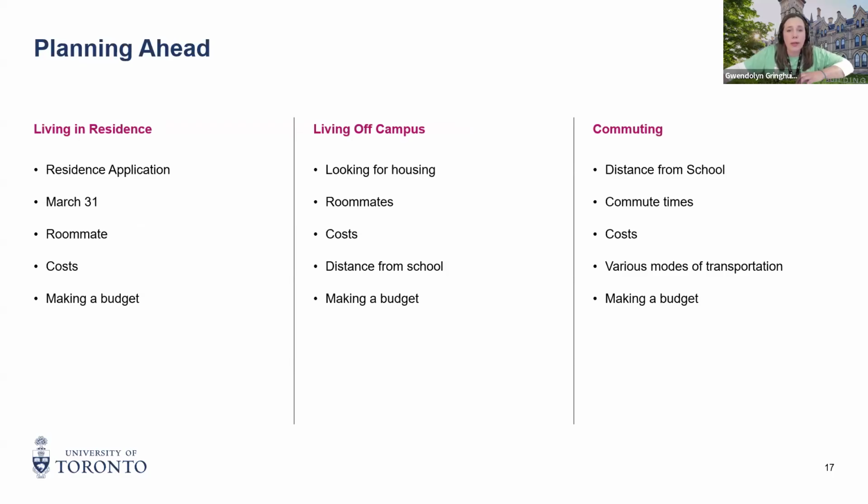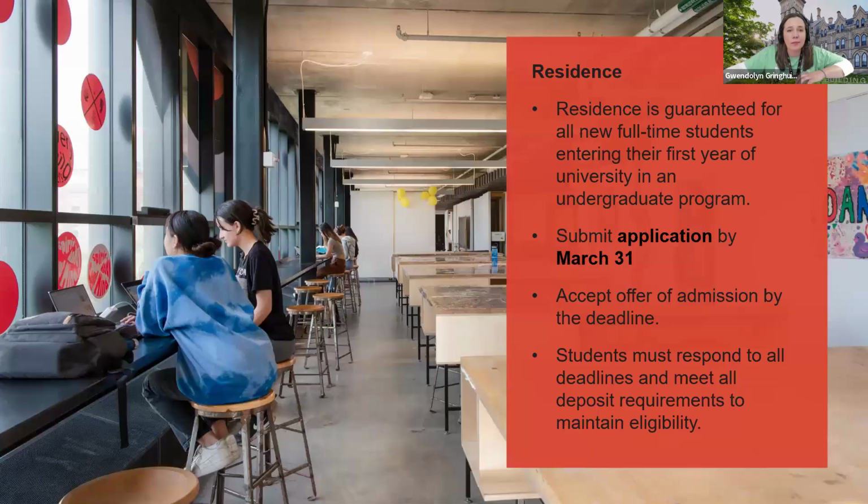In planning ahead for your future, there's a few things you might want to think about. Some of that might be thinking about living in residence, which would be on campus. You might choose to live off campus, or perhaps you're thinking about commuting from home or from another place located nearby. If you are thinking about living in residence, you have some deadlines to be aware of. For all of these different options, you have to make a budget and think about some of the costs that might be involved. If you are planning to commute, you might want to look into the various modes of transportation and the best way to get to where you would need to be for the majority of your classes.